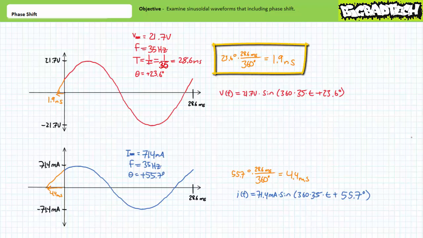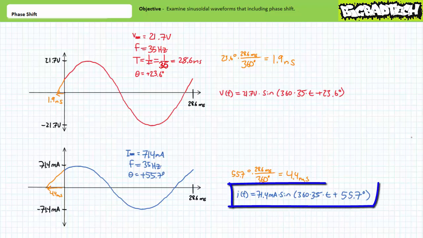23.6 degrees inside a 28.6 millisecond period corresponds to a leftward time shift of roughly 1.9 milliseconds, as the operation chain illustrates. V of t zero crossing going positive occurs 23.6 degrees to the left, or 1.9 milliseconds in advance. The current waveform I of t is characterized by the following expression.